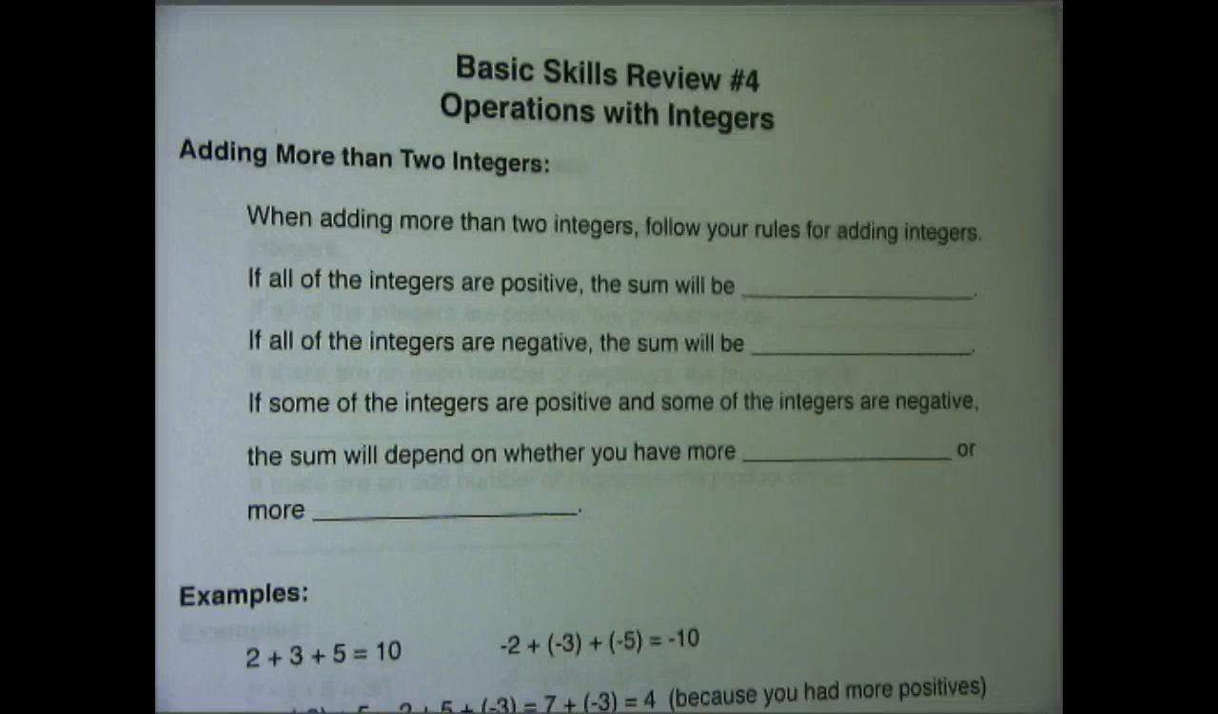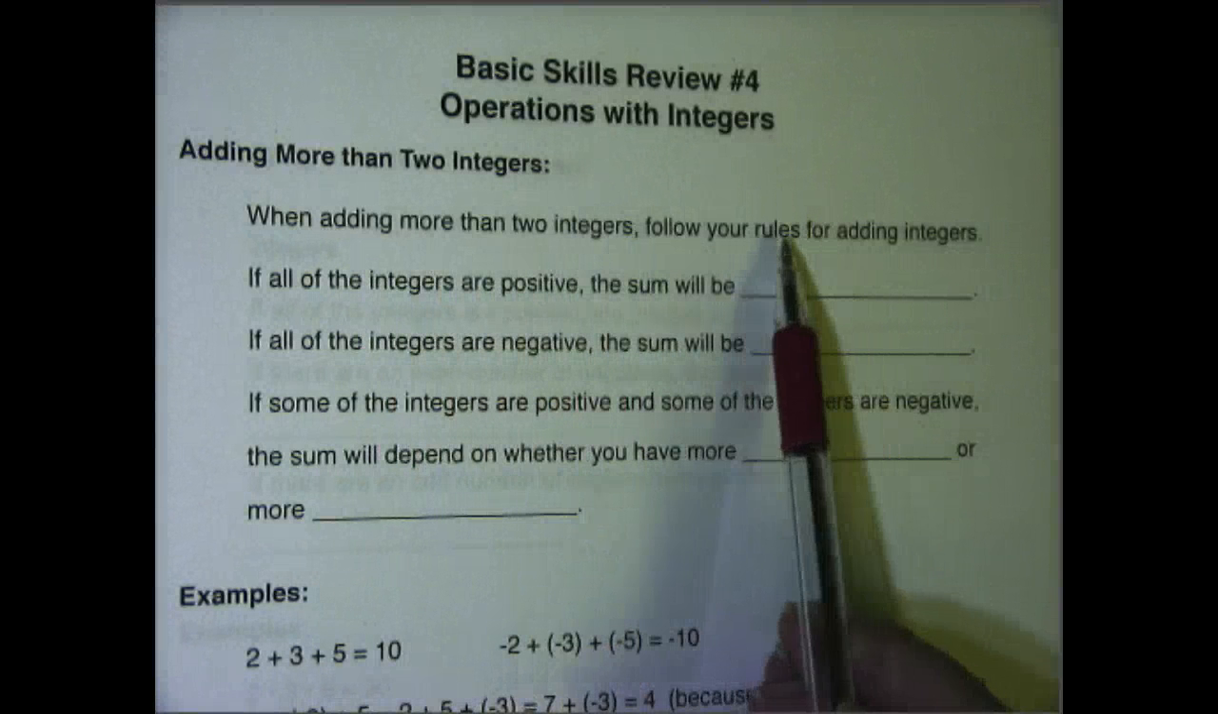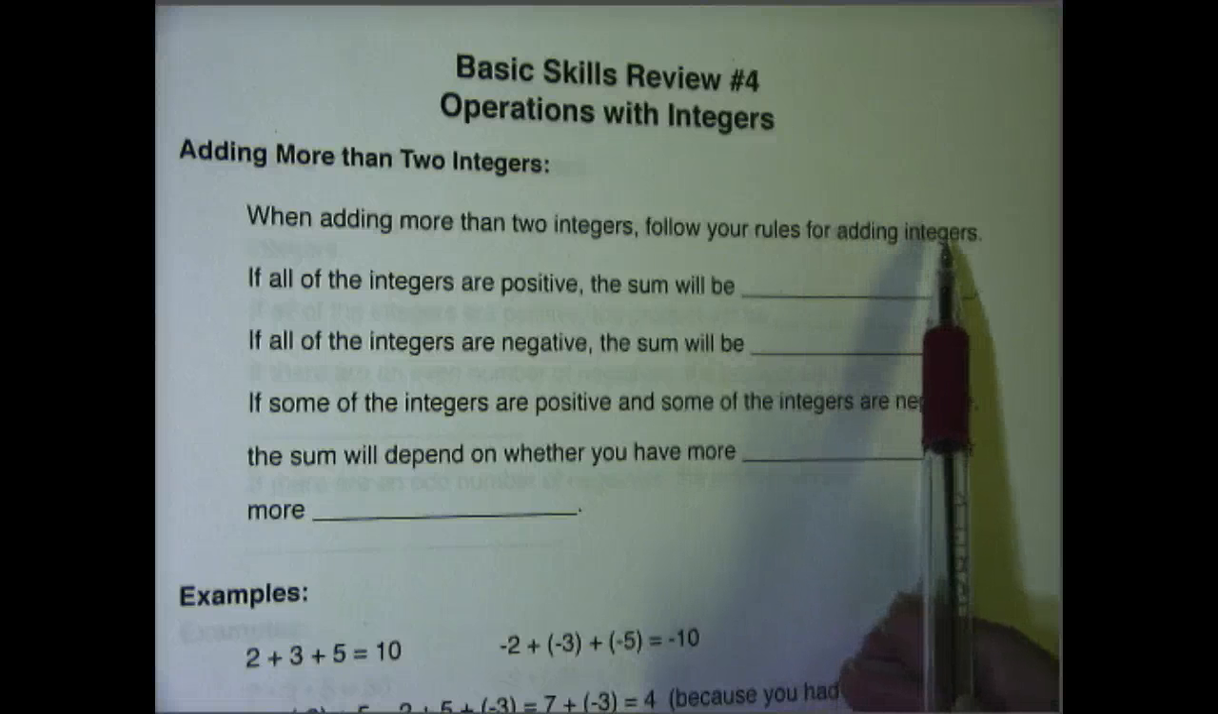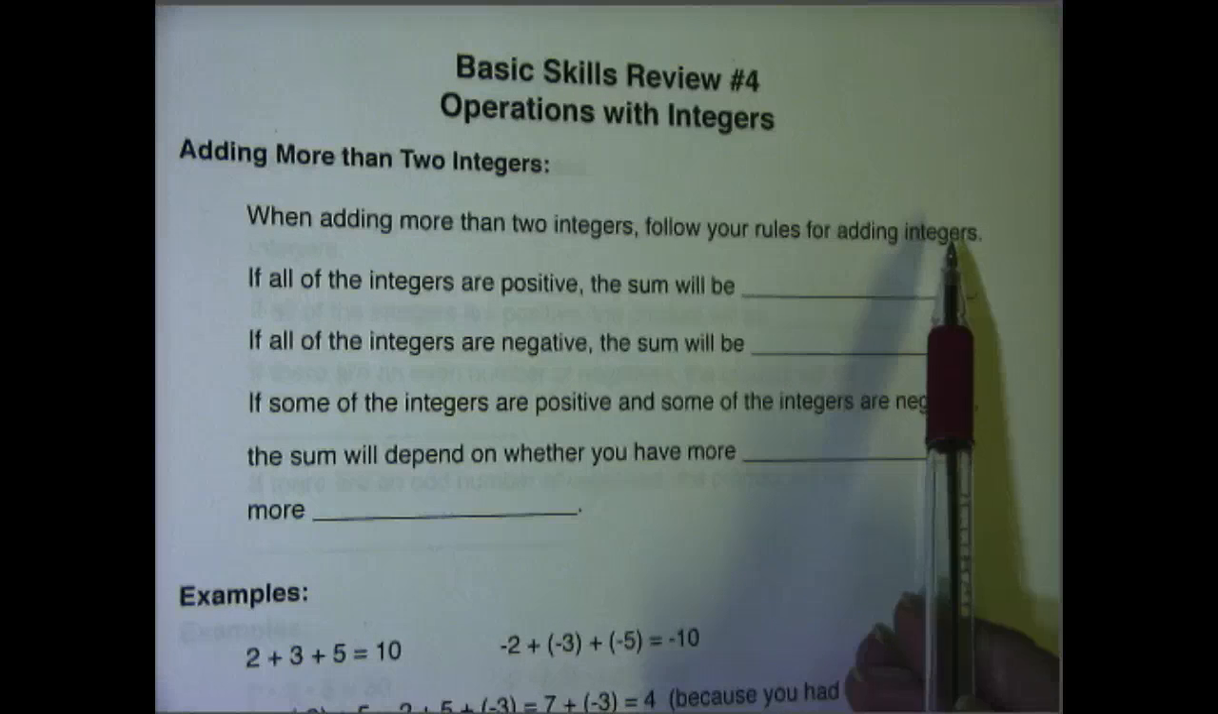Now that you have mastered adding, subtracting, multiplying, and dividing integers that you learned in Basic Skills Reviews number 1, 2, and 3, we're going to do Basic Skills Review number 4. This time we're going to be adding or multiplying more than 2 integers. Let's start with adding more than 2 integers. When adding more than 2 integers, follow your rules for adding integers. So go back to Basic Skills Review number 1 if you need to review those rules.